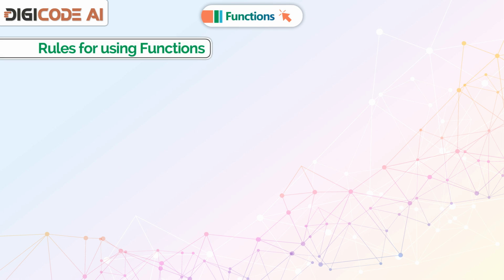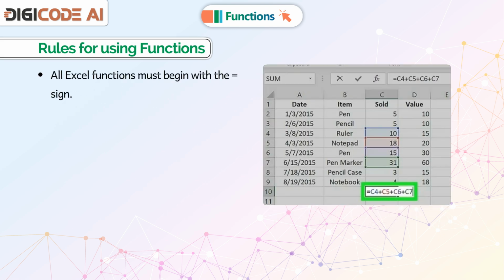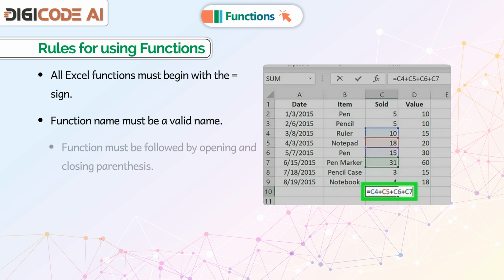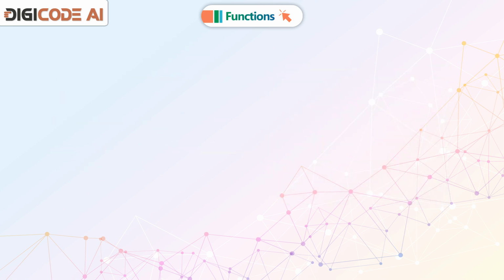Rules for using functions. All Excel functions must begin with the equal sign. Function name must be a valid name. Function must be followed by opening and closing parentheses.